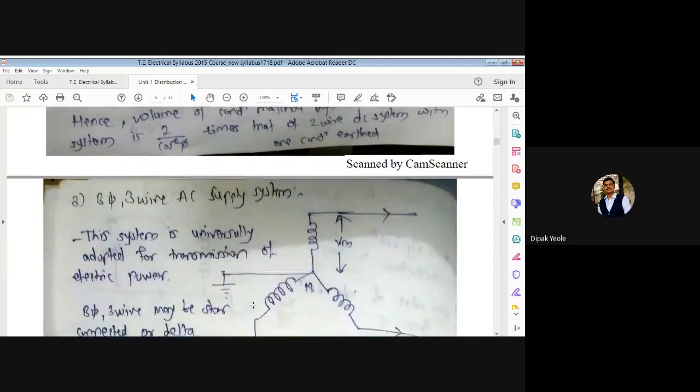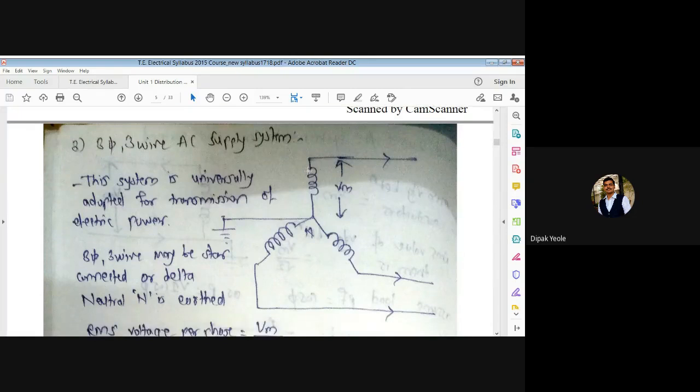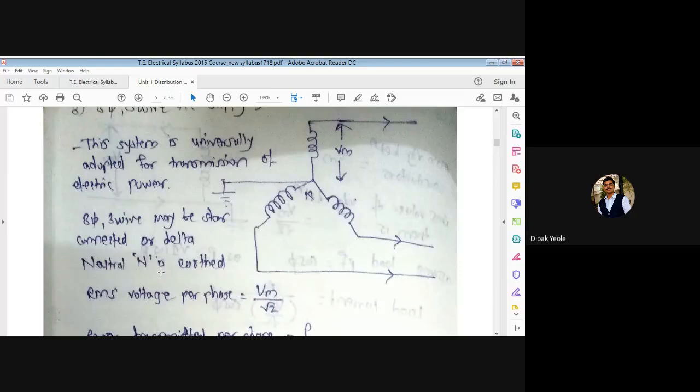Third, 3-phase 3-wire AC system. It is important for the overhead system as well as for the underground system. So whenever we are going to consider the 3-wire, obviously we need the star connection. Whenever we are going to carry the star, obviously there is the availability of neutral. The middle point indicates the neutral point. We have to take the voltage between the 2 phases as Vm. So here the neutral N is earthed for using the balanced load.